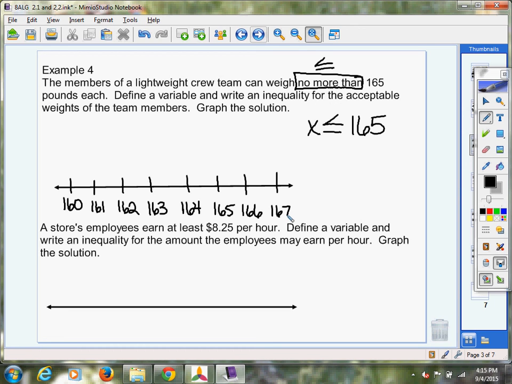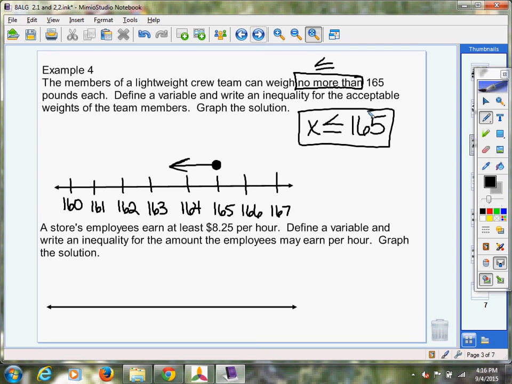And then find 165. We're going to do a filled in circle because it's equal to. And then where are all the numbers that are less than? What direction is that? And yeah, if you're thinking less, left, you are correct. That's exactly right. So the crew members can weigh no more than 165 pounds. So 165 pounds is the cap. That's the ceiling. We cannot go over that, but they can be smaller than that. And that's what it would look like on a number line, potentially. Okay? So here's your inequality, and here's your graph.